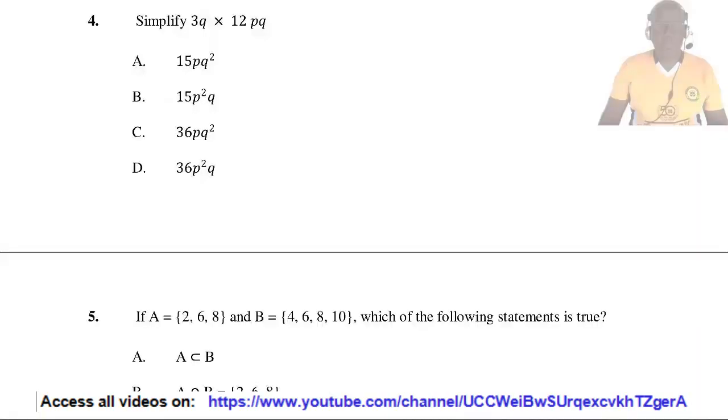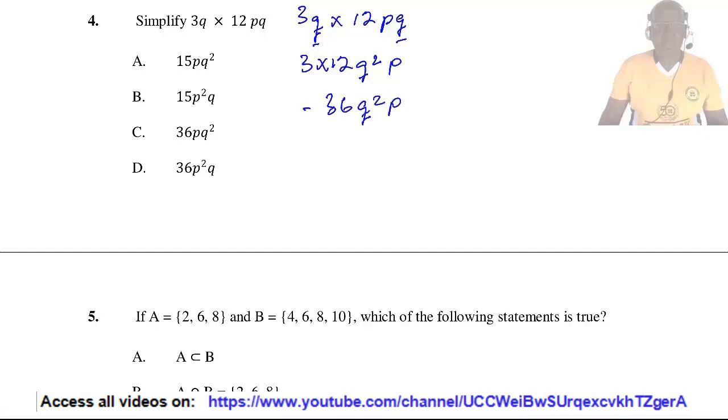Question 4. Simplify 3q times 12pq. We shall first multiply the figures. That's 3 times 12. And then q times q equals q squared. And then p. So 36 q squared p, which is the same as 36 pq squared. So the answer is C.